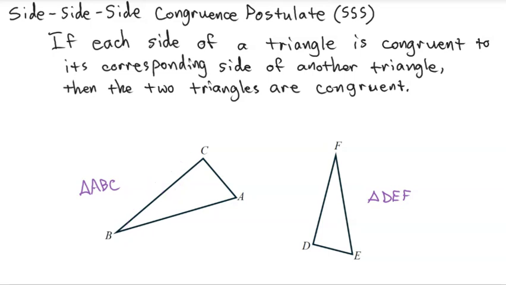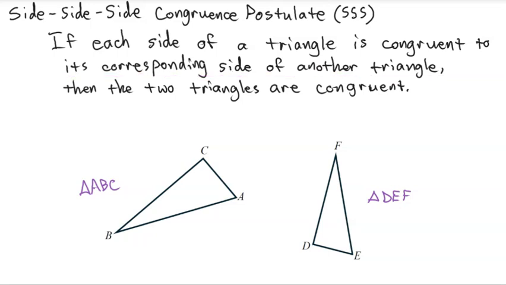And so here's what the side-side-side congruence postulate says, and it's often abbreviated as SSS, okay? What it says is this. It says if each side of a triangle, okay? And so here's a triangle, and we have a side here, a side here, and a side here, okay? If each side of a triangle is congruent to its corresponding side of another triangle, okay?